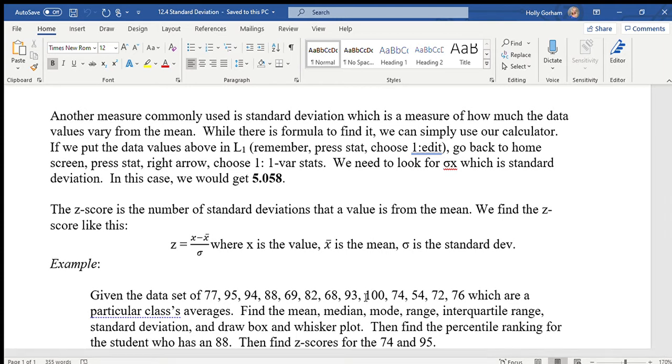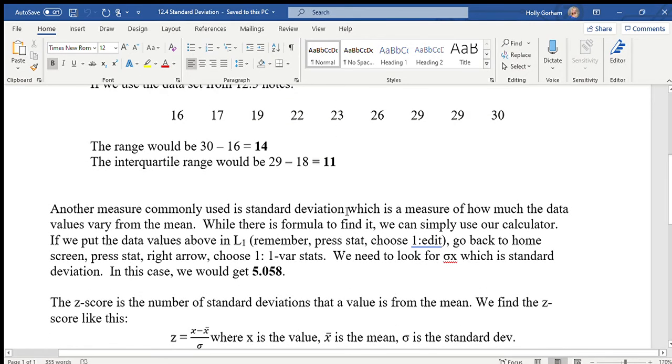Standard deviation measures how much the data values vary from the mean. There's a formula that you could use to find it, but it's fairly extensive. So we're just going to use our calculator because, again, if you put your data values into your list 1, go back to your home screen and then do the one variable statistics, when it brings up all that information, what you're looking for for standard deviation is this little sigma x. And so if we were to take this information here using these data points and plug it in and do standard deviation, we would get 5.058.